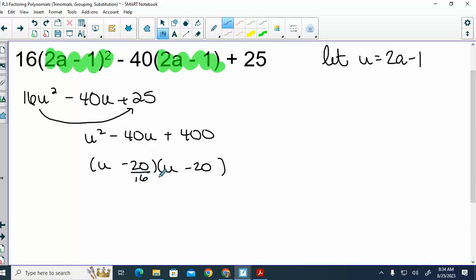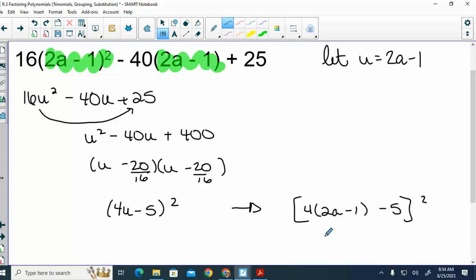So if we divide that by 16. So 20 over 16 would be 5/4, so that's 4u minus 5 squared. So then we can replace the u. So we get 8a minus 4 minus 5, so minus 9.